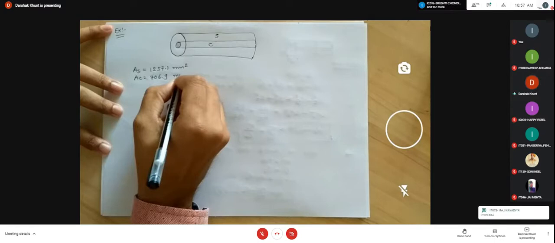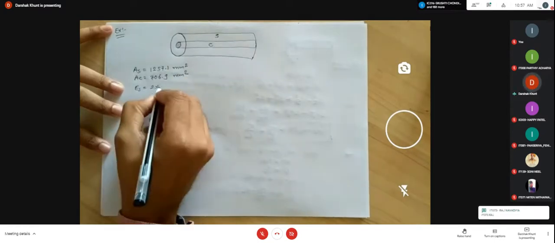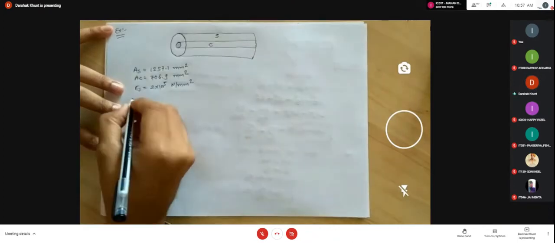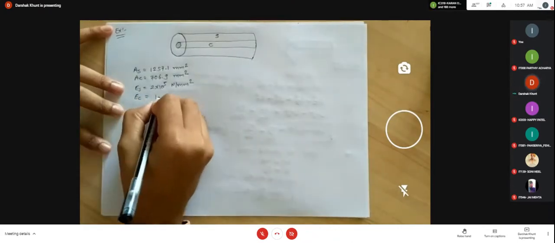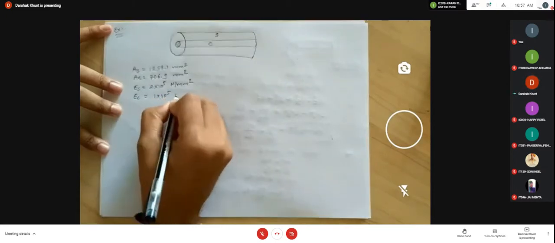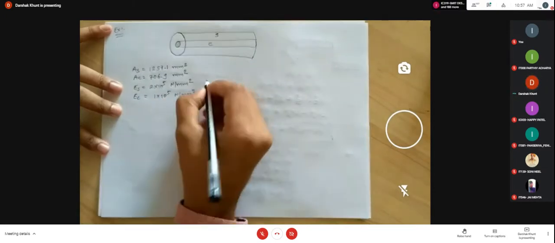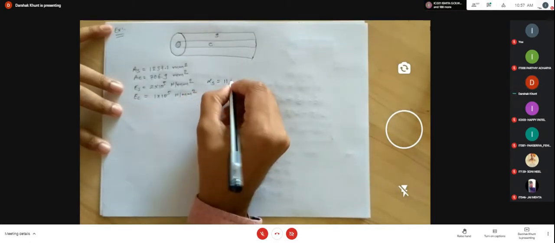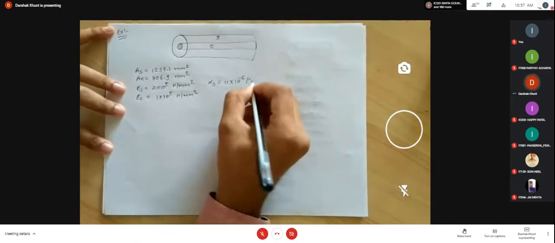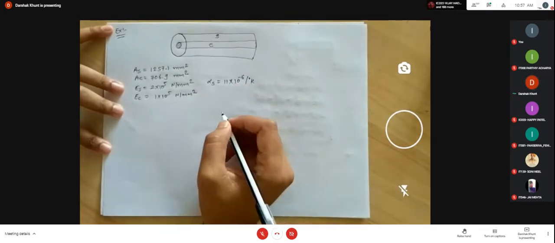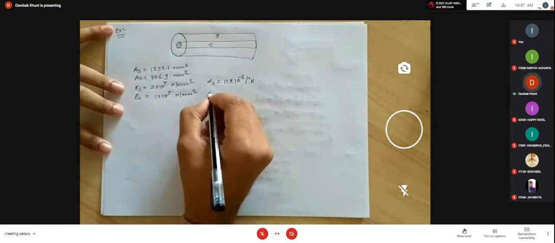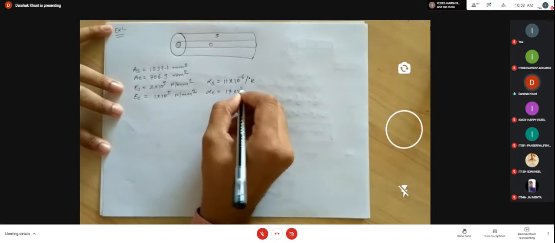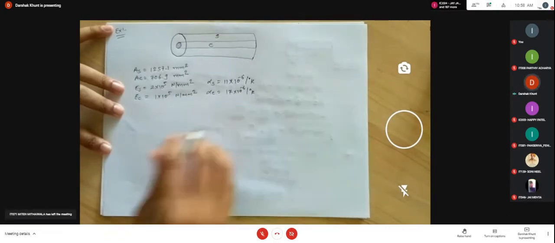Okay. Here Young modulus for the steel section is 2 into 10 raised to 5 Newton per mm square. That is given to you. And Young modulus for the copper section is 1 into 10 raised to 5 Newton per mm square. That is given to you. The thermal expansion coefficient for the steel section is 11 into 10 raised to minus 6 per degree Kelvin. Okay. And here the thermal expansion coefficient for copper is 17 into 10 raised to minus 6 per Kelvin.